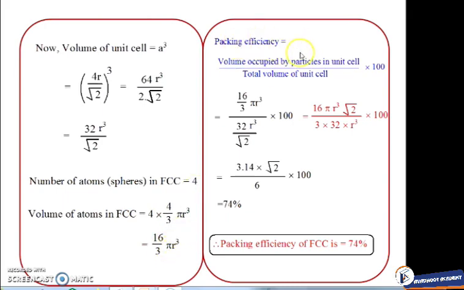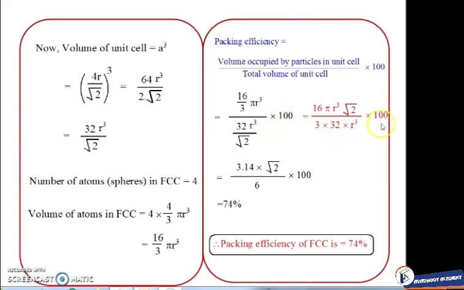Now the packing efficiency is equal to volume occupied by particles in unit cell upon total volume of unit cell into 100. That is equal to 16 by 3 pi r cube, the volume occupied by particles in the face-centered unit cell, upon 32 r cube by root 2, the total volume of the face-centered unit cell, into 100.